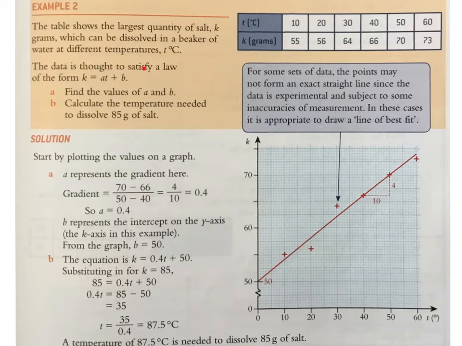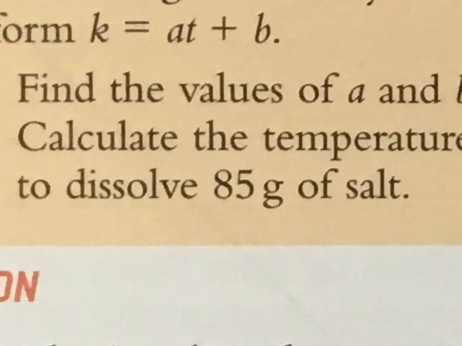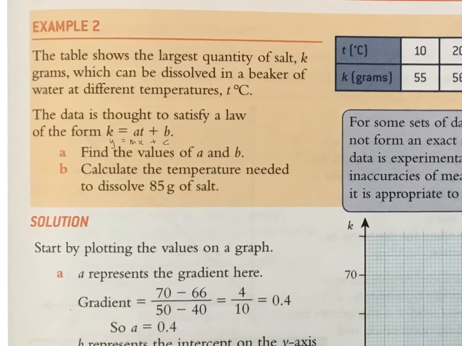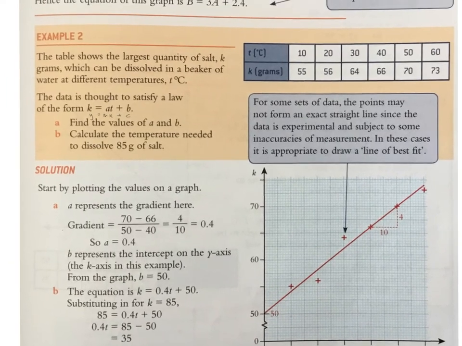So the data is thought to satisfy a law of the form K equals AT plus B. Straight away when they've told you that, you're thinking K is your Y value and T is your X value, if you compare this to Y equals MX plus C. So we have to find the values of A and B. To do this, we'd obviously have to start by plotting the points to draw the graph, and then we can go from there.